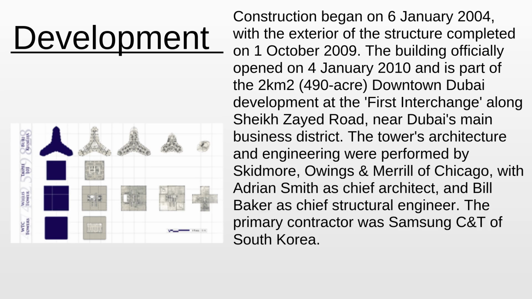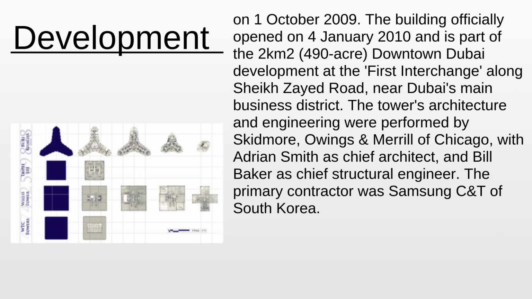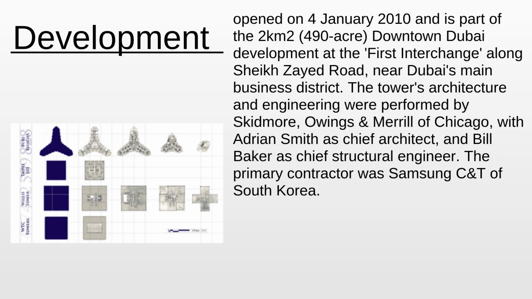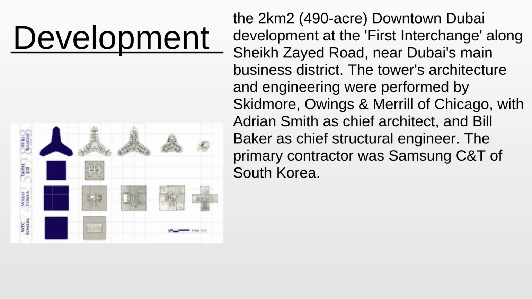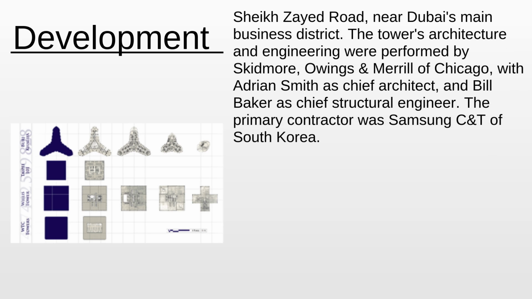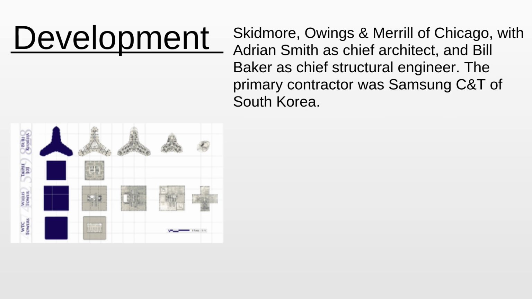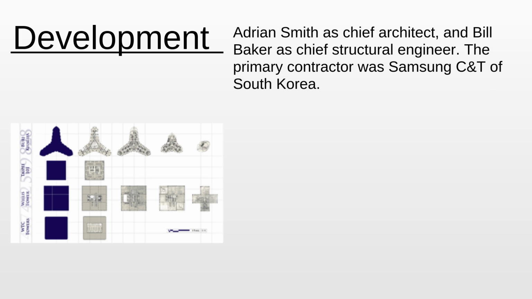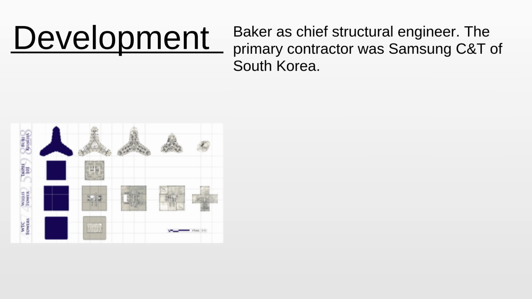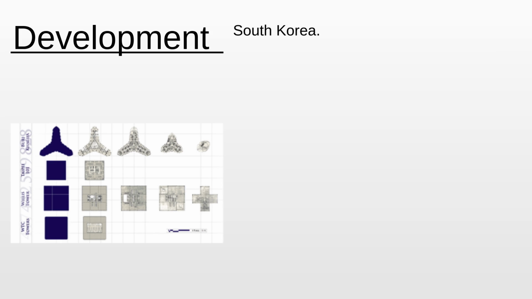Development. Construction began on January 6, 2004, with the exterior of the structure completed on October 1, 2009. The building officially opened on January 4, 2010 and is part of the 2 square kilometers, 490-acre, downtown Dubai development at the first interchange along Sheikh Zayed Road, near Dubai's main business district. The tower's architecture and engineering were performed by Skidmore, Owings and Merrill of Chicago, with Adrian Smith as chief architect, and Bill Baker as chief structural engineer. The primary contractor was Samsung C&T of South Korea.